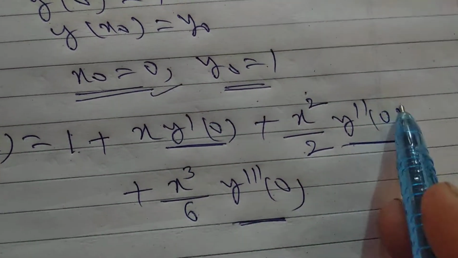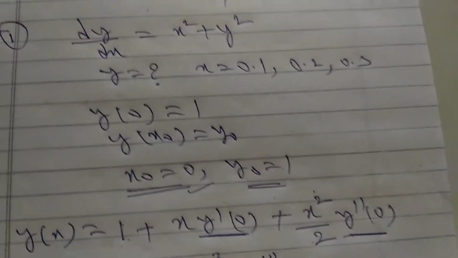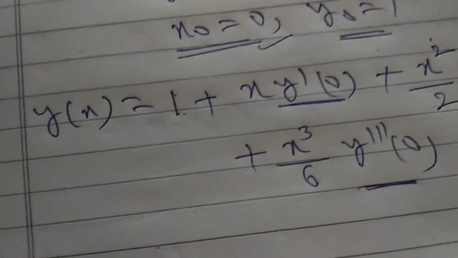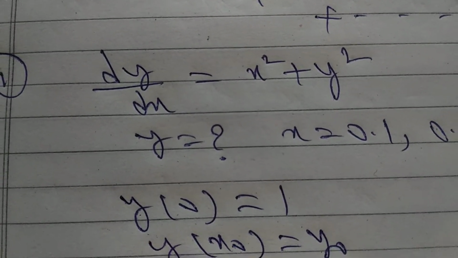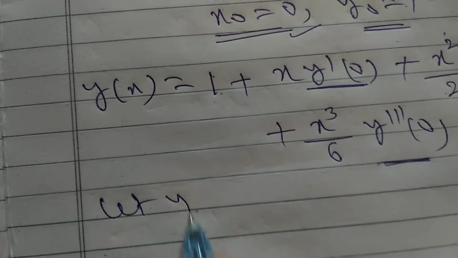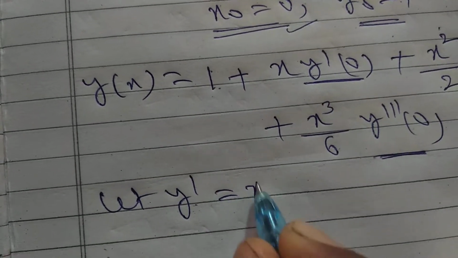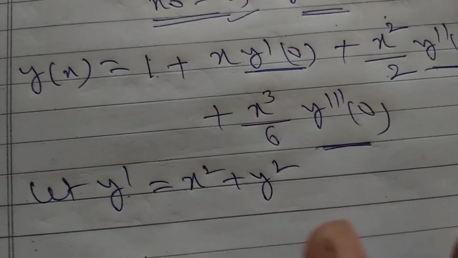These values you have to substitute here. How to find out these values? So here y dash is already given in the equation. See, in that given equation, dy by dx is given. So you have to take dy by dx, meaning y dash, that is equal to x square plus y square. This is the given equation.